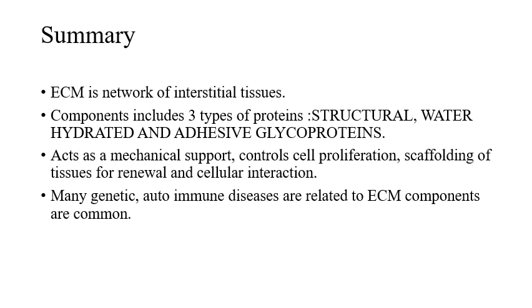Moving on to the summary to finish this chapter. Extracellular matrix is a network of interstitial tissues, and this includes 3 different types of proteins: structural proteins, collagen and elastin, water hydrated glycosaminoglycans, and adhesive glycoproteins. And the basic function of this extracellular matrix is to provide mechanical support, control cell proliferation, scaffolding of tissues for renewal, and cellular interaction.